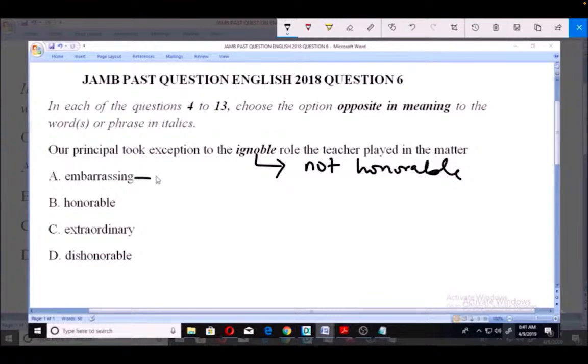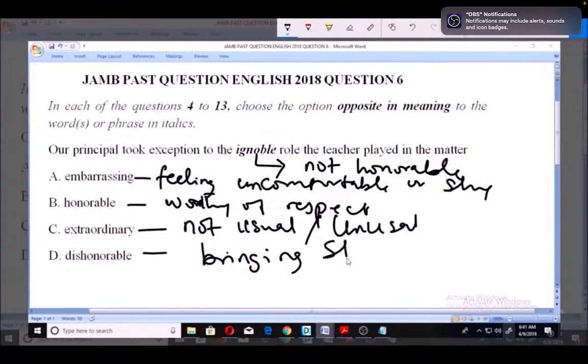Number one is embarrassing. What is the meaning of embarrassing? Embarrassing simply means feeling uncomfortable or shy. When you feel embarrassed, it simply means that you're feeling uncomfortable or that you're feeling shy. Dishonorable is something that is bringing shame or disgrace to someone or something. So you can see the meaning of all these words.